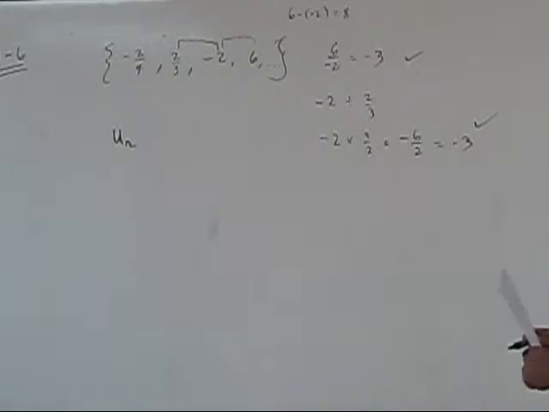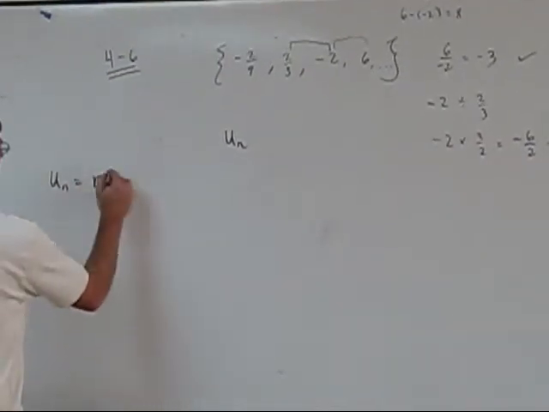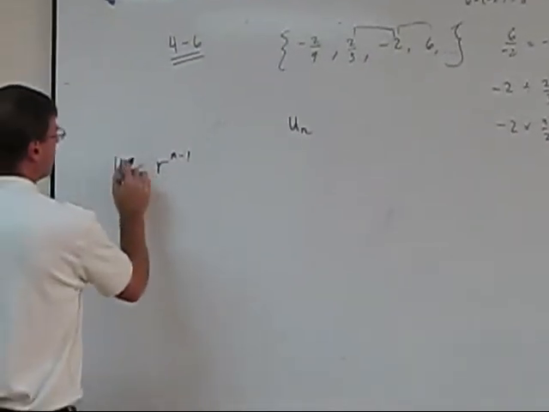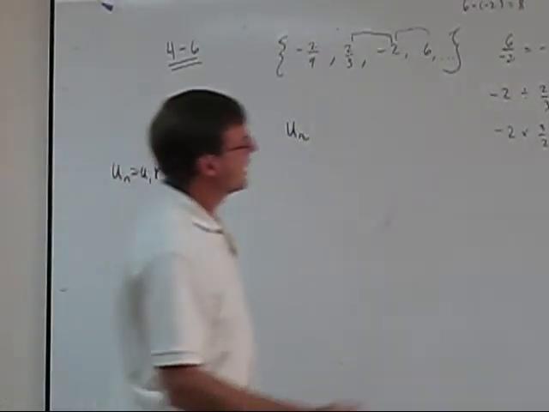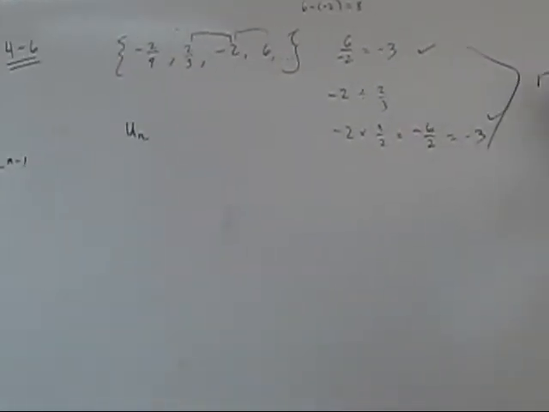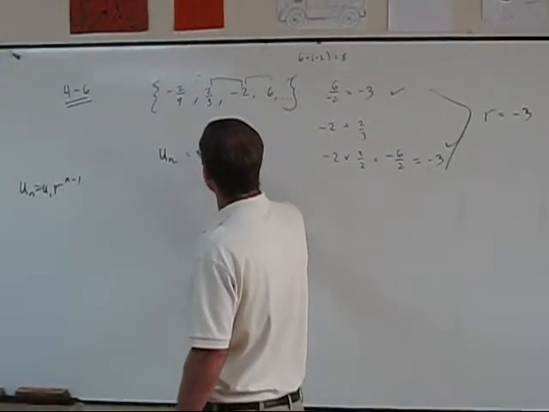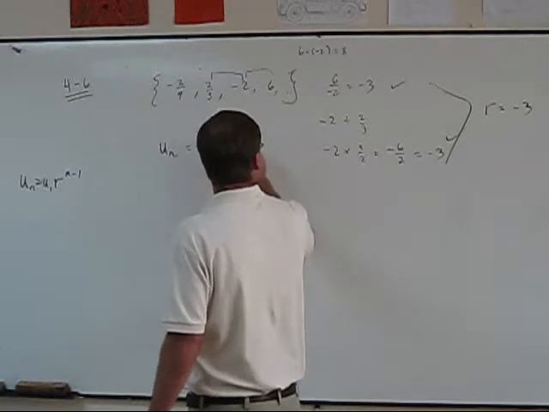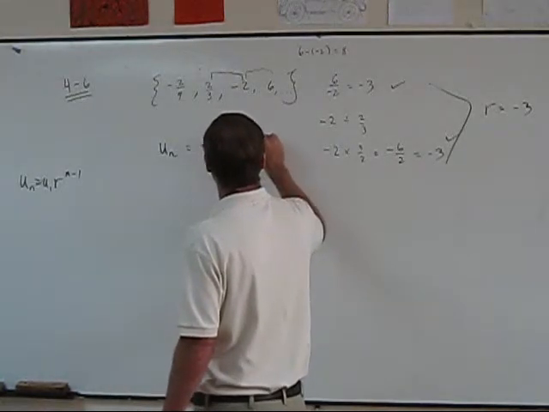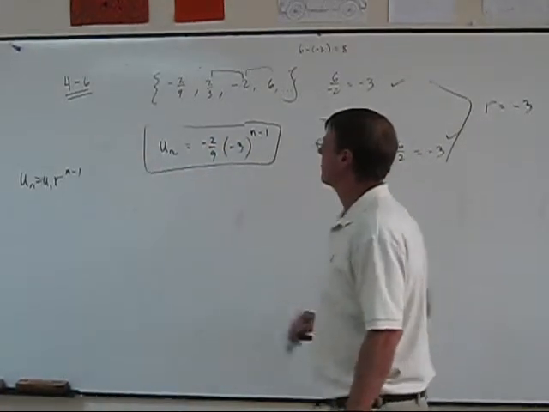Okay, so we know we're using a geometric sequence here. And so the formula for a geometric sequence is r to the n minus 1, and then you put the u1 in front. Okay, so we have our r. Looks like r is equal to negative 3. So the general term is u1, which is negative 2 over 9. R is negative 3. And then I have n minus 1. You can just leave it like that. That's fine. And there's your general term.